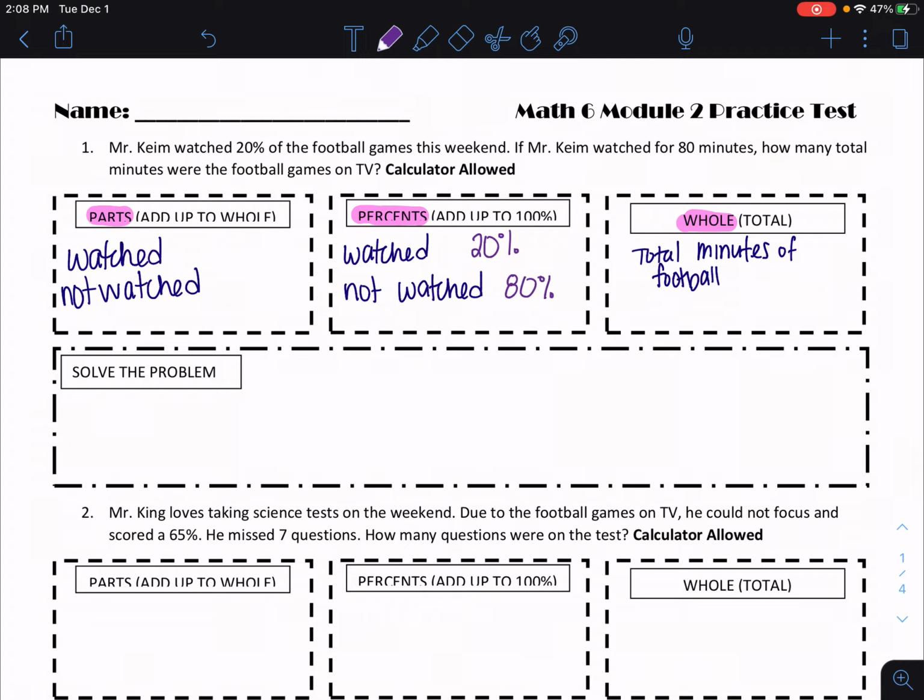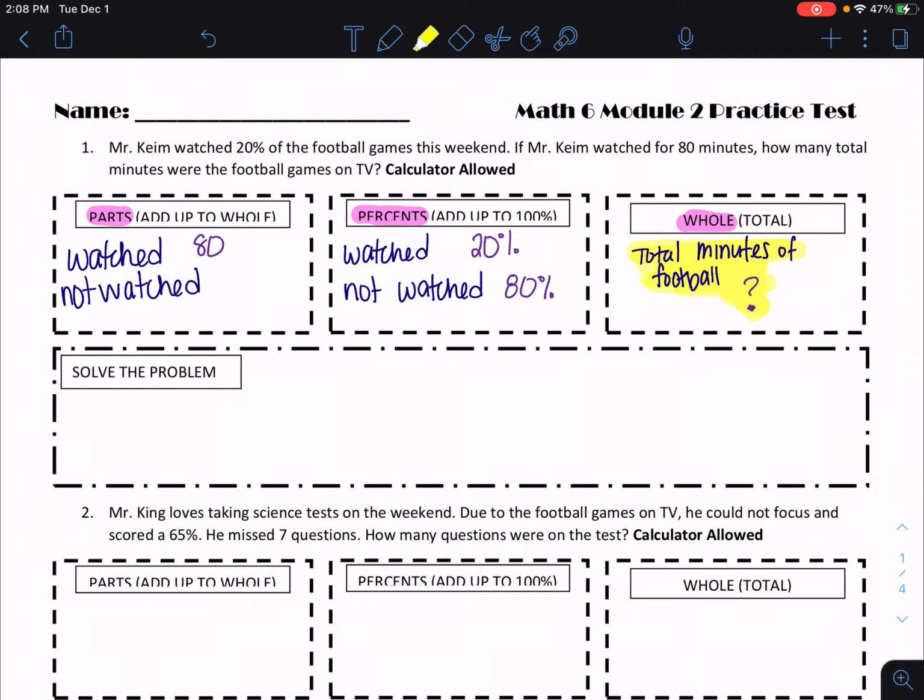He watched for 80 minutes. So it says if Mr. Keim watched for 80 minutes, how many total minutes? So there's my question mark. How many total minutes were the football games on TV? So now I'm going to go ahead and highlight what I'm going to use. Remember that your question mark should always be highlighted. My question mark here doesn't tell me anything else to highlight, because if I were to highlight not watched, then I have to use not watched for everything. But total minutes doesn't tell me what to highlight.